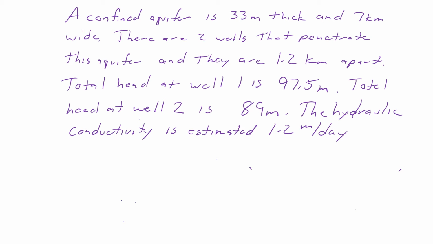But in order to have water move, you have to have a pressure differential, which we have here because we have different total head values at well 1 versus well 2. The total head value at well 1 is higher than at well 2, and water will always move from regions of high pressure to low pressure. So we have a pressure differential. It's higher at well 1, so water is going to move from well 1 towards well 2 just because of the pressure differential.